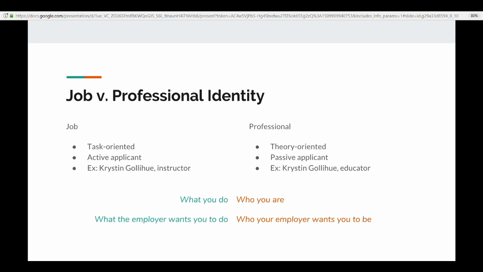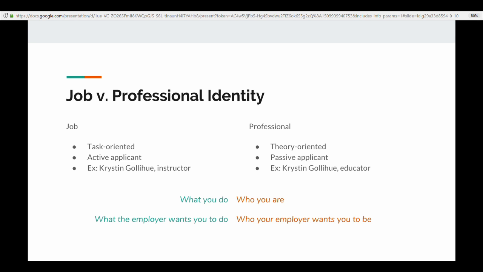A job applicant is the active applicant. This is the person, this is likely you. This is you going out into the world trying to find a job. Typically, you're defining yourself based on the things you can do, so it's very task-oriented. And it meets the employer at the place where they want specific skills.